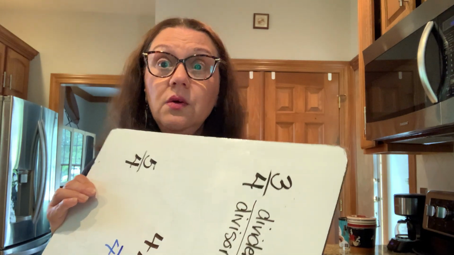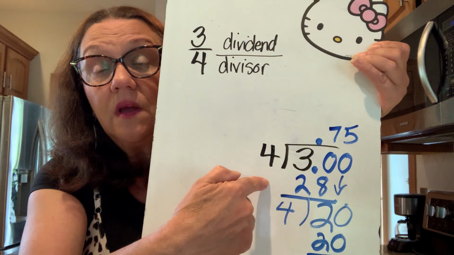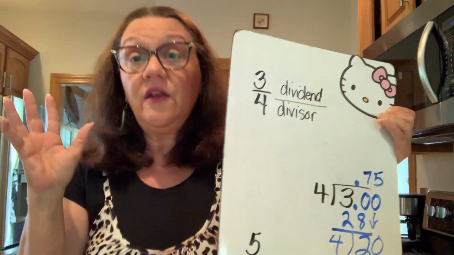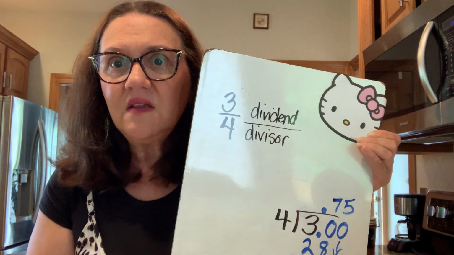Now, what happens if you have an improper fraction where your numerator is larger than your denominator? Well, that's even easier. You can go through with a division box and do the whole division and get your answer, and that's totally legit. And if you want to try that, you can pause the video and go do that. But there is an easier way.